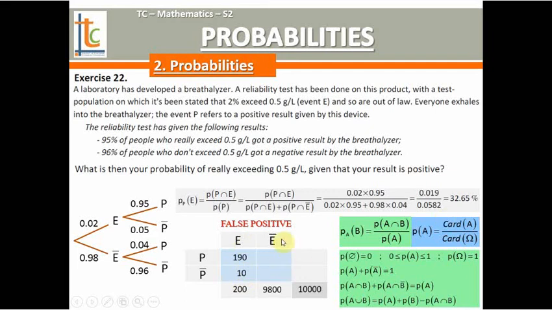Secondly, on the right, for people who are not exceeding 0.5, there is a mistake of the device. Only, I could say only, 9,408 people will be tested negative, but 392 people will be tested positive. It's exactly 4% of these people. And this number is 96% of these people.